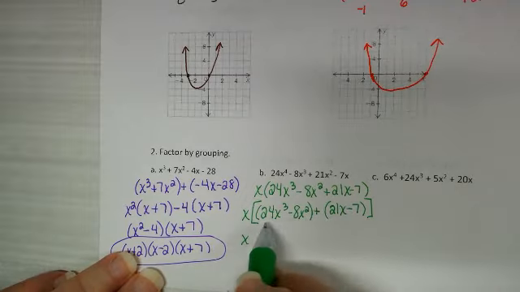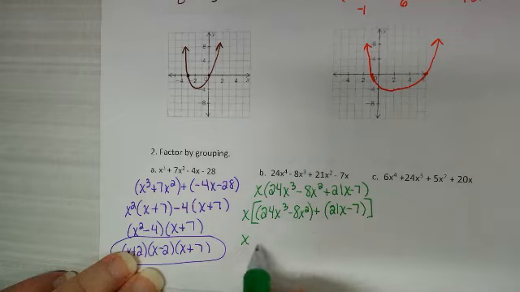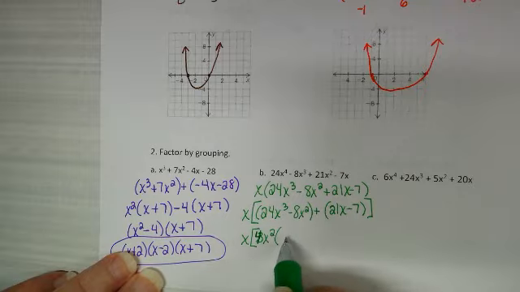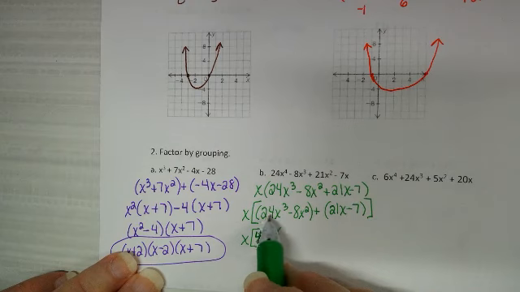So let's see what this first group has in common. I think they have a 3x squared in common. How about a 4x squared? Wrong number, 4x squared. And that's going to leave me with 6x.